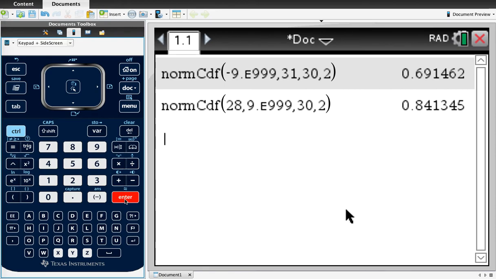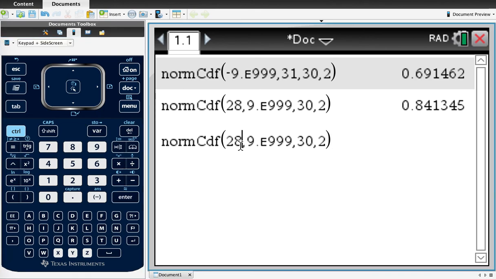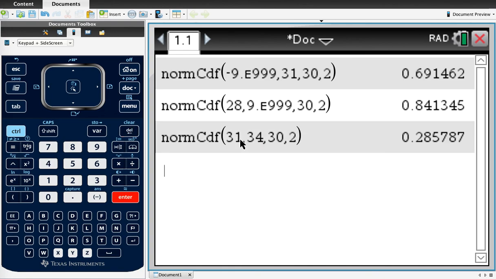The last one is, let's work out the probability that X is between 31 and 34. So again, we'll go into here, but this time the lower bound is 31 and the upper bound is 34, enter, and it will calculate that probability for me as well.